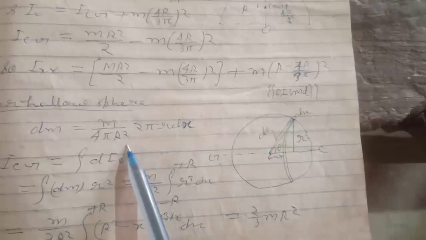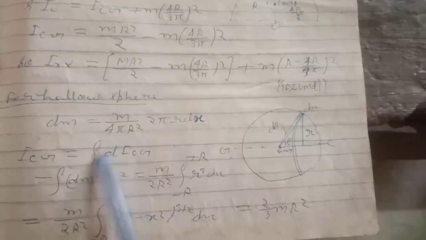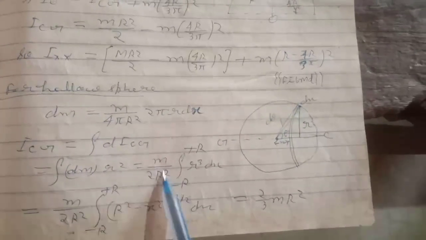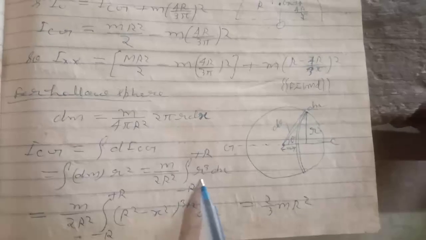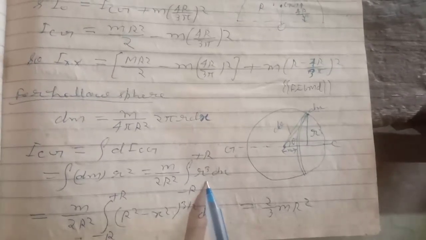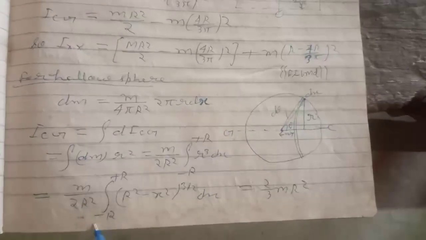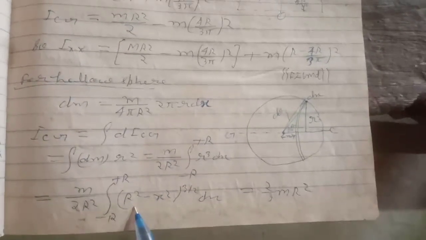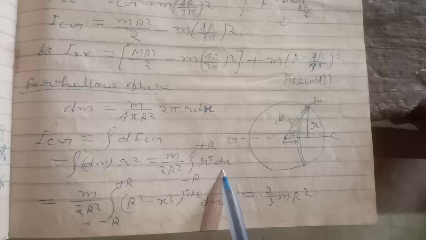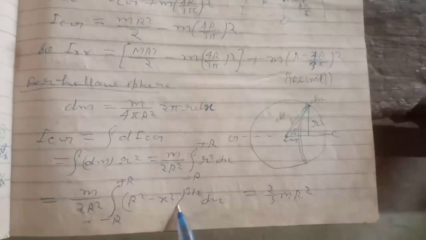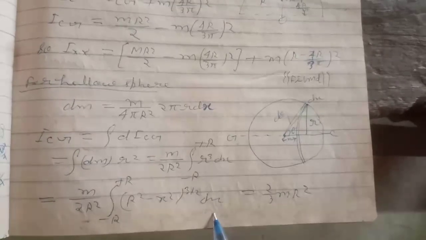For a hollow sphere, elementary mass dm equals m by 4 pi r square into 2 pi r into dx. Hence Icg equals integration dIcg, integration dm into r square, m by 2 r square into r cube dx, minus r to plus r. Now r cube equals (r square minus x square) to the power 3 by 2 into dx, giving 2 by 5 m r square.